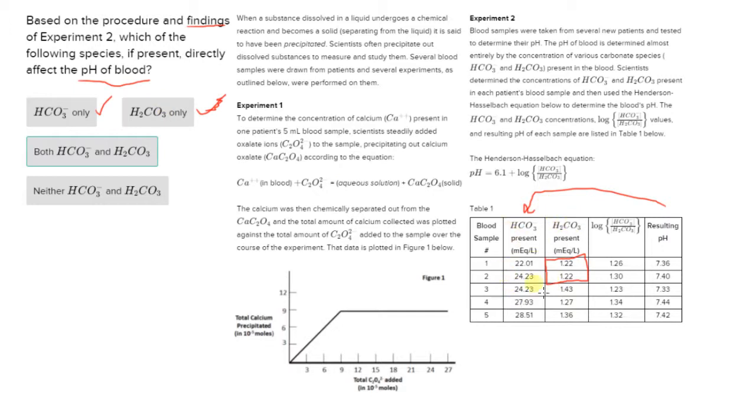So is there any place on this table where HCO3 is held constant? And so we can see that right here at 24.23 in blood samples 2 and 3, HCO3 is held constant. And if we look over the pH, whenever H2CO3 changes, the pH still changes, so the pH is affected by H2CO3 also. Because we see that as we change both of these variables, when the other one is held the same, the pH is affected.